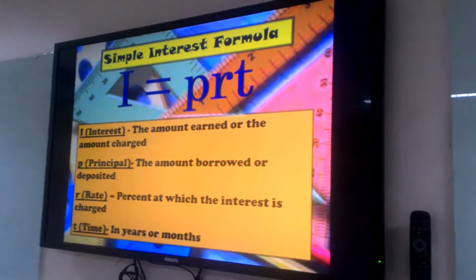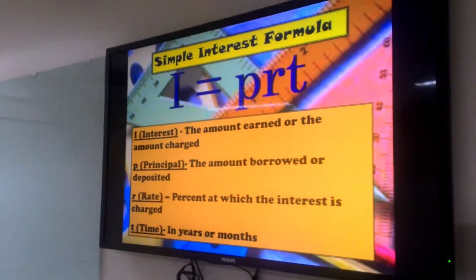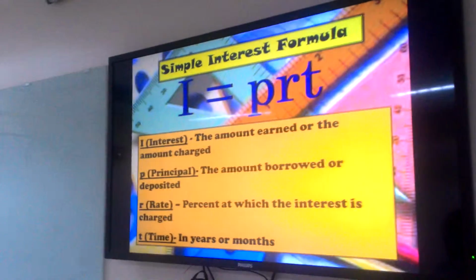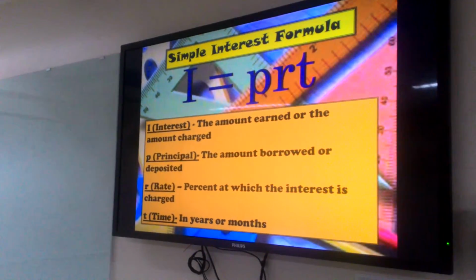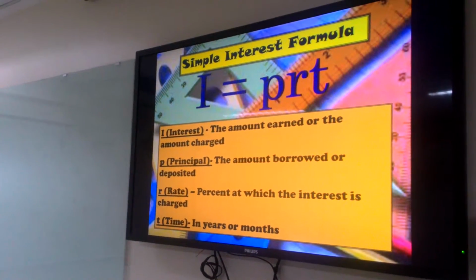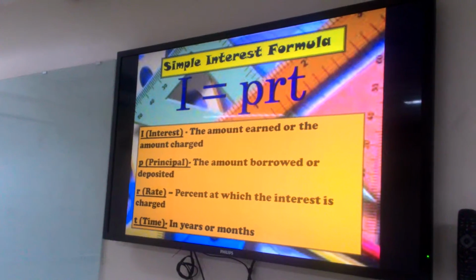The simple interest formula is also derived like this. I is the interest, the amount earned or charged. P stands for principal, the amount borrowed or deposited. R stands for rate, the percent at which the interest is charged. And the letter T is the time in years or months.